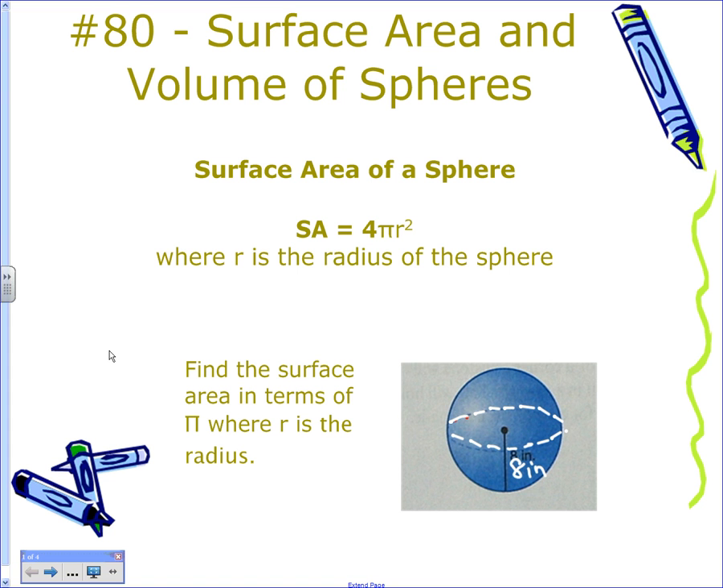Maybe I should go back. What is a sphere, real quick? A 3D circle. Yeah, a ball. The only thing you need for it is the radius. Does that make sense? Okay, so see if you can find the surface area in terms of pi of that sphere.